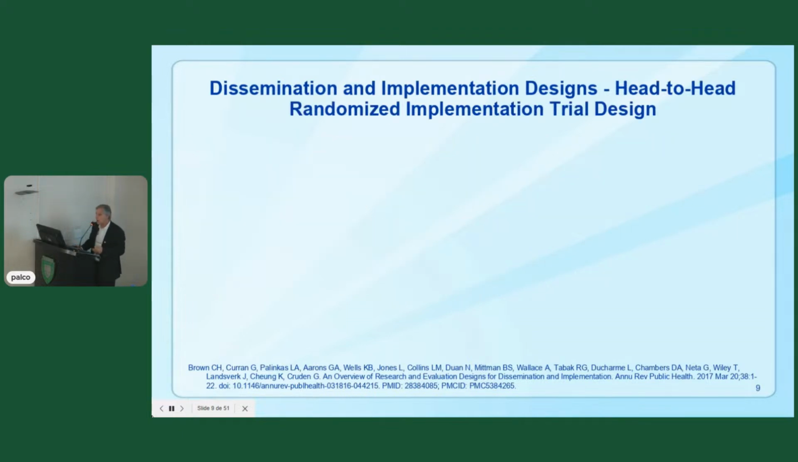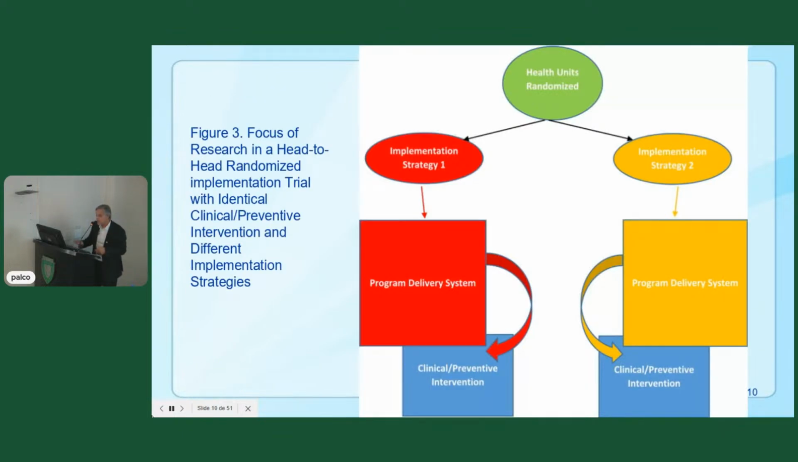Then there's something called a head-to-head randomized implementation trial design. It's very similar, just a variation of the theme. You have implementation strategy one, like I described just now. One site is very structured. The other one is the same as they used to be. They didn't change anything. They just want to implement that.